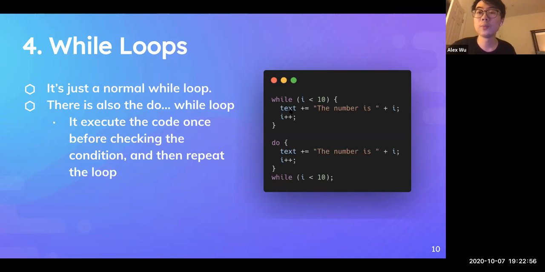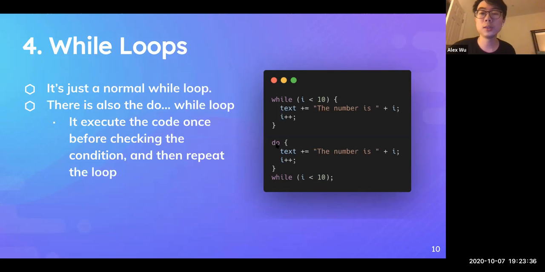So here, let's say i equals 0, and while i is less than 10, we concatenate to the text by saying the number is, for example, since i is right now 0, it will say the number is 0. Then it will increment i, and i becomes 1. This continues until i becomes 10. When i becomes 10, the while loop condition becomes false because 10 is not less than 10, it's equal to 10. Afterwards, the while loop will stop. So this is the good old while loop.